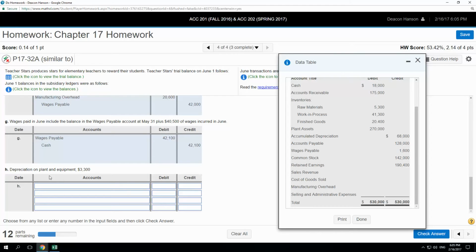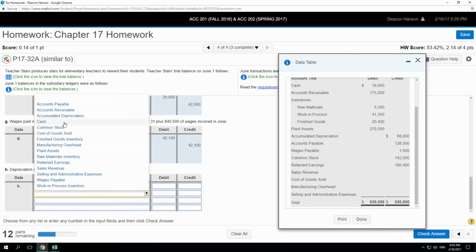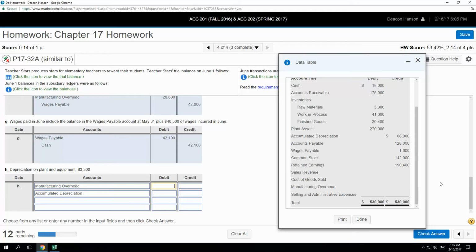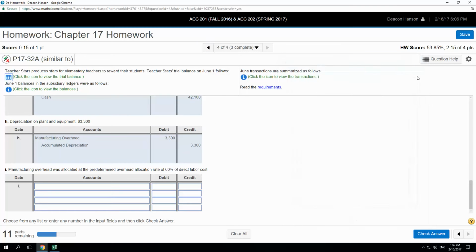Okay, depreciation on plant and equipment, 3,300. That is an overhead. It's going to go into overhead, and we'll have a credit to accumulated depreciation, 3,300. Okay. So far, so good. Okay. Now it says manufacturing overhead was allocated at the predetermined overhead rate of 60% of direct labor costs.